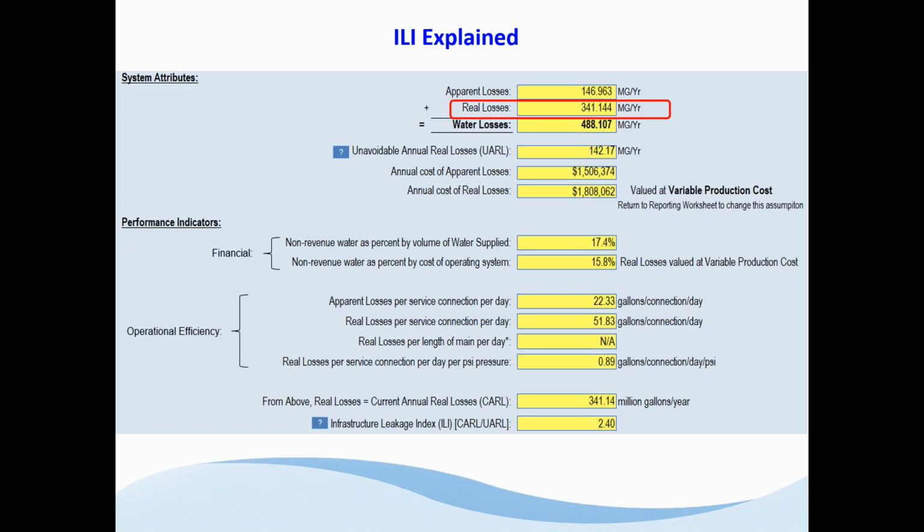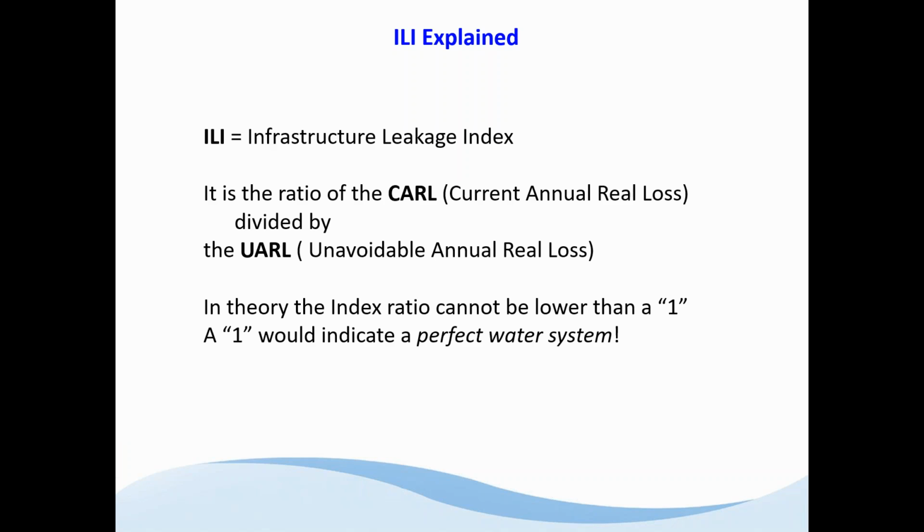We look at our ILI, where our ILI is and what our current annual real loss is. And this is an important number because our real losses are the leakage, and how can we capture some of that back? The infrastructure leakage index is the ratio of current annual real losses divided by the unavoidable annual real losses. In theory, an index ratio cannot be lower than a 1. A 1 would indicate a perfect water system.